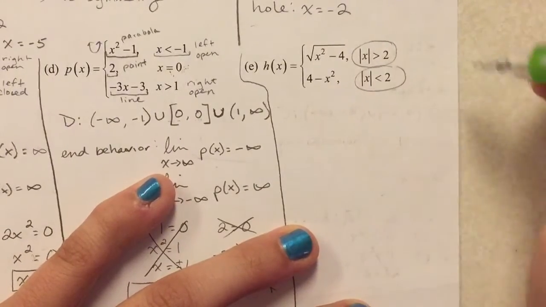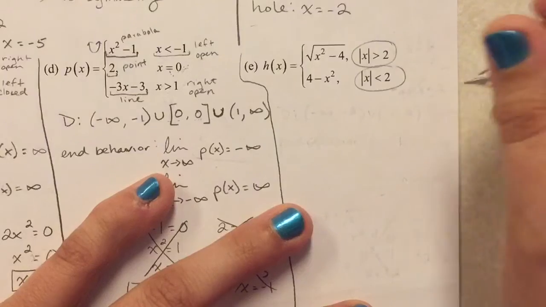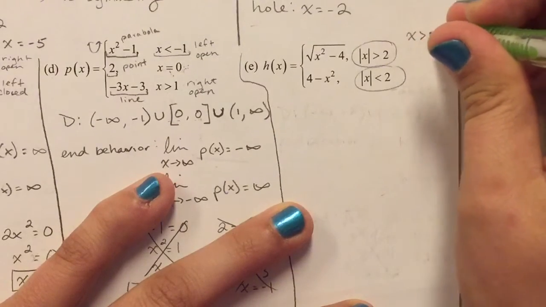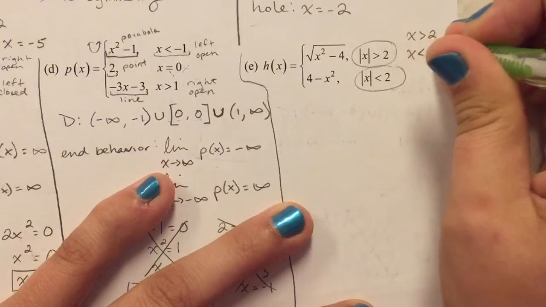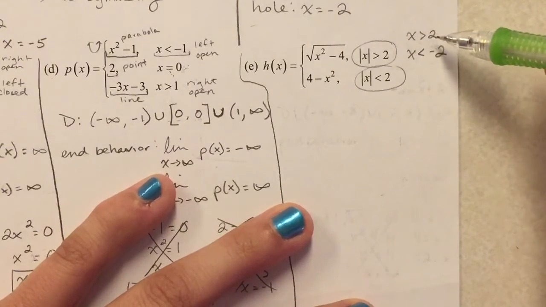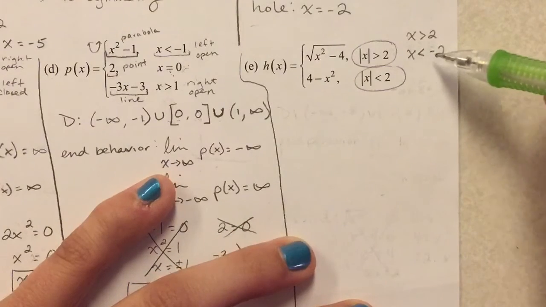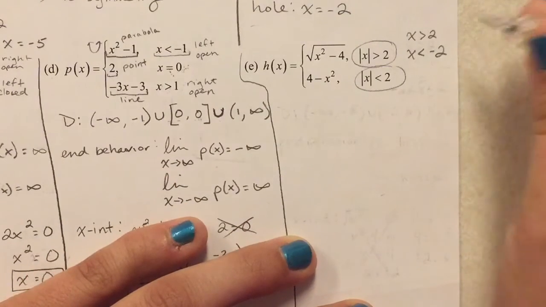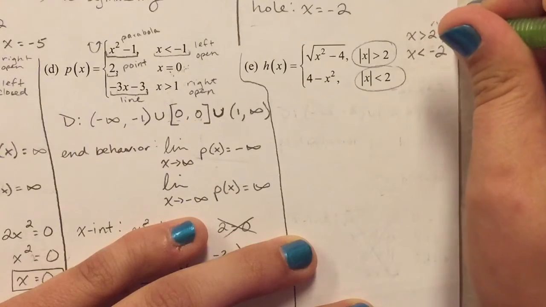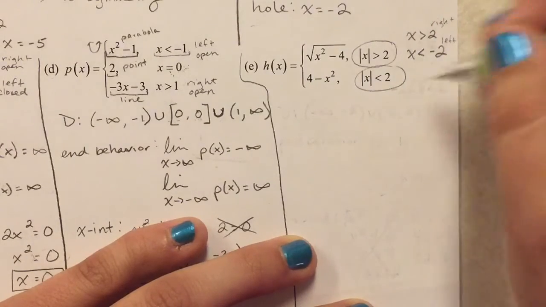So when you've got the absolute value of x is greater than 2, remember from when we did this in our previous section, that actually means x is greater than 2 or x is less than -2. So think about what's going on. If x is greater than 2, that's everything on the right. If x is less than -2, that's everything on the left. So this is going to be my right piece of the function and my left piece of the function. Okay, so that's thing one.